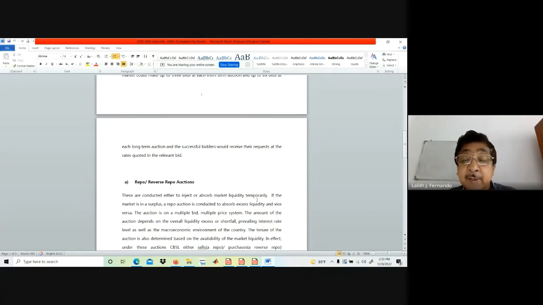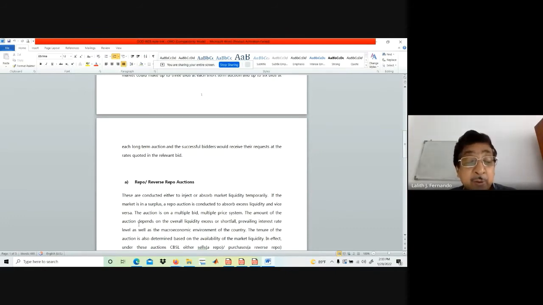And vice versa, if the market liquidity is in a deficit, they do the other way. They do reverse repo. Reverse repo in the sense that the banking system will give them the securities and they will receive money. Through that, the banking system's liquidity goes up.